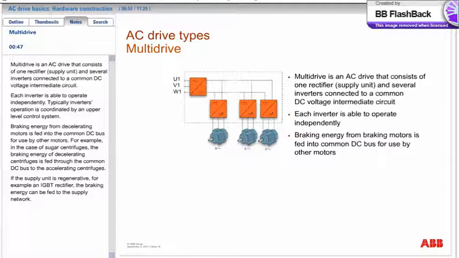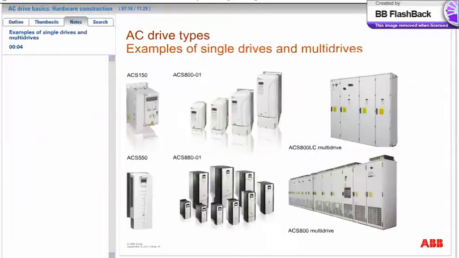For example, in the case of sugar centrifuges, the braking energy of decelerating centrifuges is fed through the common DC bus to the accelerating centrifuges. If the supply unit is regenerative, for example an IGBT rectifier, the braking energy can be fed to the supply network. Here are examples of a single drive and a multi-drive.